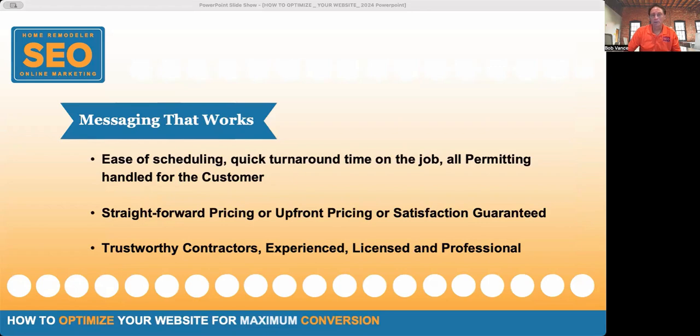You want to be able to promise them ease of scheduling and getting the job done quickly and on time. Conveying straightforward pricing is important as well, assuring them that their price isn't going to double by the time the project is done. And then, of course, they want to know you're reputable. In other words, you're licensed, you're insured, you'll pull the necessary permits with the city, and you have a great reputation within the community and with all the other clients that you work with.